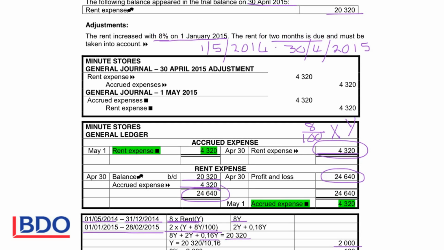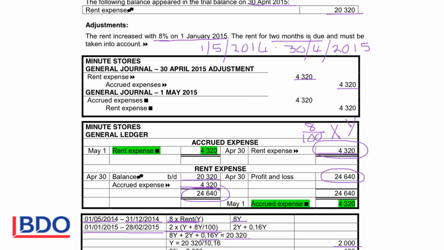So if we do this in the journal entries, we will first of all record rent expense 4,320 to increase the rent to the total amount, and credit accrued expense to create a liability. Accrued expense liability is created at the end of the year, but it's only valid for 1 day. The first day of the next financial year, we have to do a reverse entry.